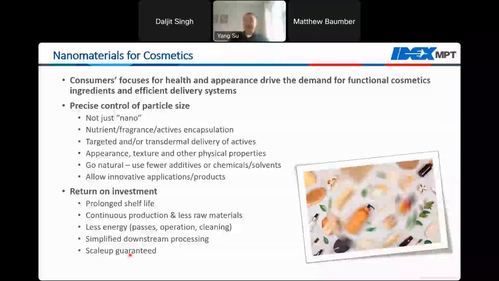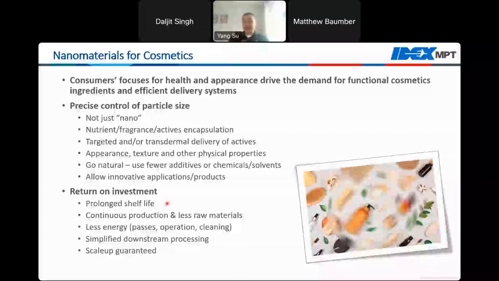And often the use of nanotechnologies and nanomaterials with precisely controlled particle size can allow you to create innovative formulations or products that use fewer additives or undesired chemicals or solvents to help your product be more natural, which is a trend that consumers are looking for. And by utilizing those approaches I mentioned above, you can get a lot of return on your investment.